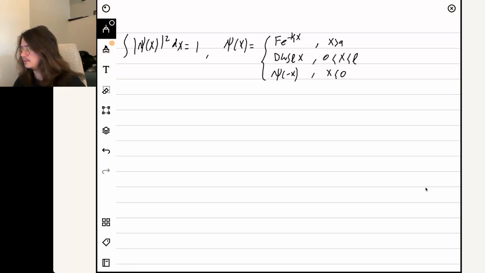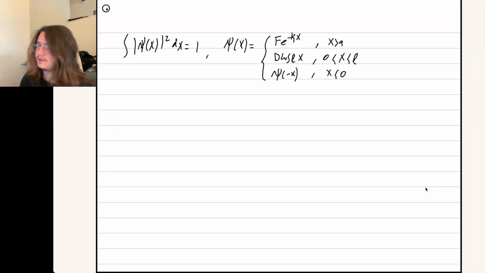Alright, silly people, here's the situation. We're going to be normalizing a wave function. It just so happens that this wave function is for the finite square well, with the even class of solution, given by this piecewise function here.